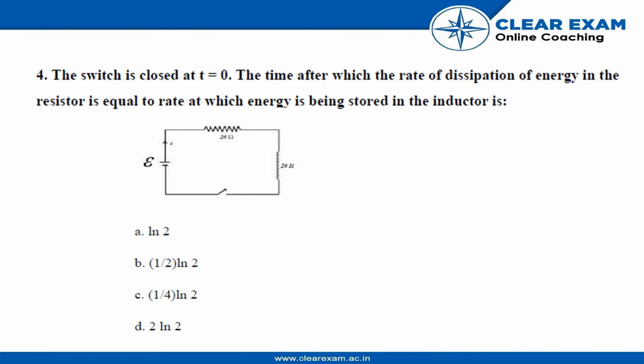So question 4. The switch is closed at time t equals 0. The time after which the rate of dissipation of energy in the resistor is equal to the rate at which the energy is being stored in the inductor is. These are the options: L, (L/2), (L/4), log 2, 2 log 2 L. So let's see the solution.